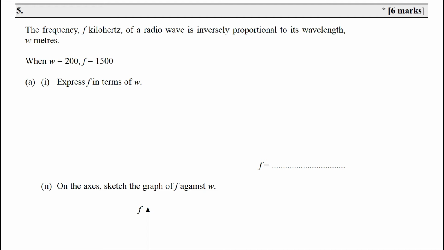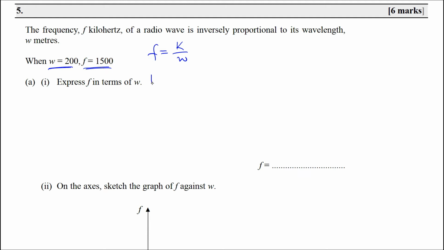In this question, it's given that the frequency of a radio wave is inversely proportional to its wavelength. So inversely proportional, we can translate this statement to an equation. That means that F will be equal to K over W. And then we have this condition: when W is 200, F is 1500. So we can substitute those here into this equation.